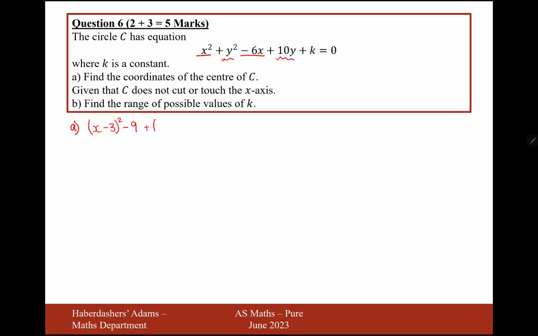Then let's look at the y letters. So it's going to be plus (y + 5) squared. And then we subtract the square of 5, which is 25. And then add the k in, which equals 0.